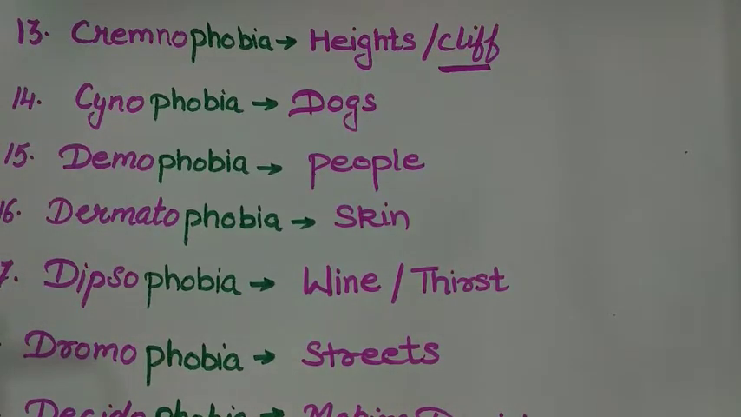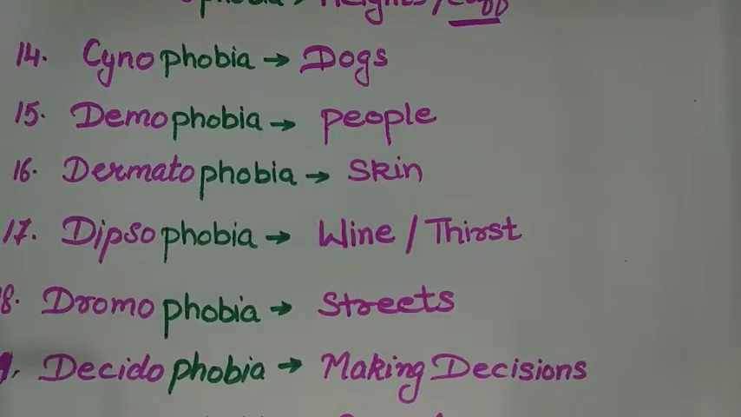Next is demophobia, phobia of people, means if you are afraid of a lot of people, then it is demophobia. Next is dermatophobia. Dermatophobia is a phobia of skin. If you are afraid of getting skin allergies, then yes, you are one of the dermatophobic people. Next is dipsophobia. Dipsophobia is phobia of thirst. That means if you are afraid of dying from thirst, or you are afraid of getting thirsty every time, dipsophobia is there.